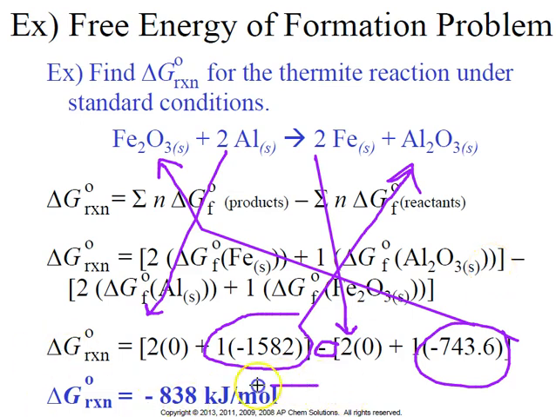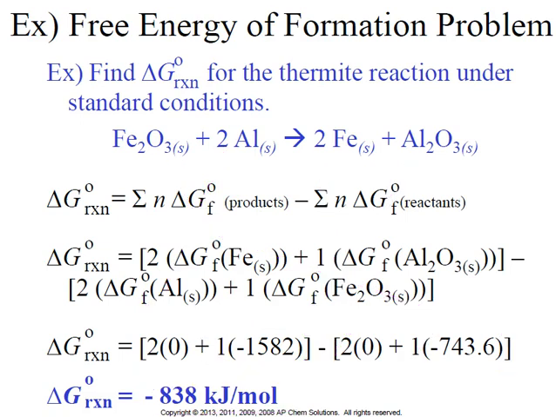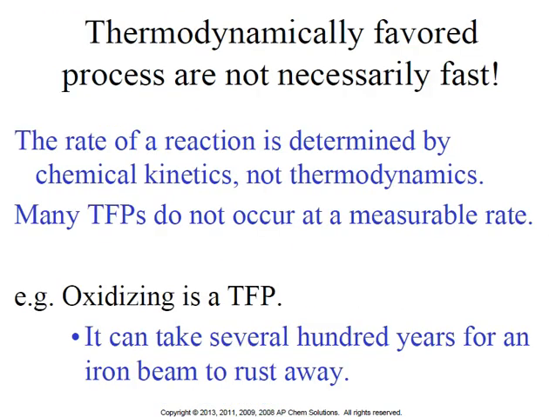Once this calculation is done, the delta G value turns out to be negative, so I can say that this reaction is favorable. Another reminder of what I said earlier: when we say that a process is favored, that does not mean that it is fast. The rate of a reaction is determined by something called kinetics, and that's a later chapter, not thermodynamics, which is what we're talking about in this unit.